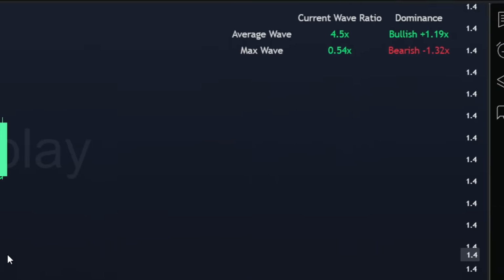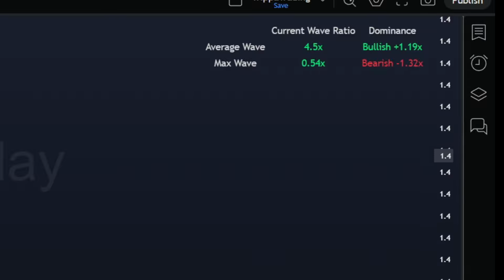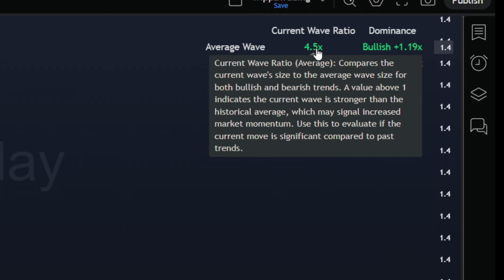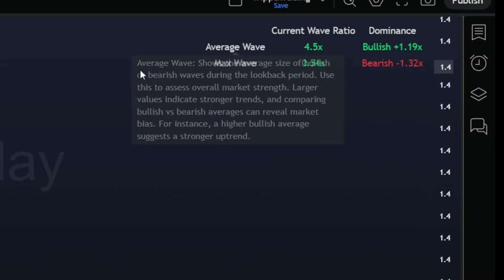Now, to seal the confirmation, we glance at the information table. The wave dominance is bullish, meaning bulls are currently in control of the market structure. Even better, the wave ratio is reading above 1, which shows that the current bullish wave is stronger than the average waves in the past. That gives us our third piece of confirmation.